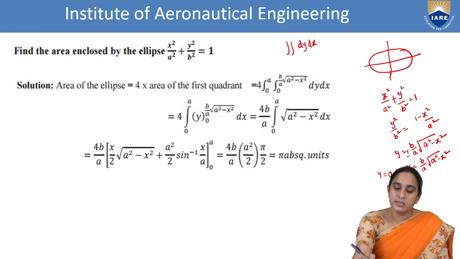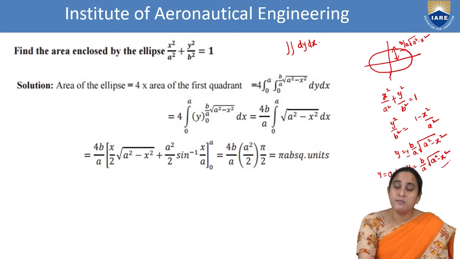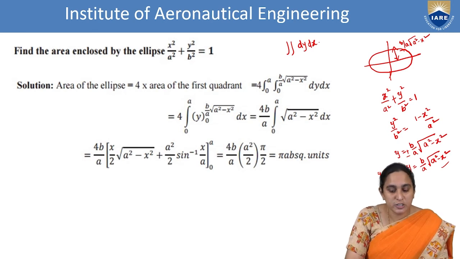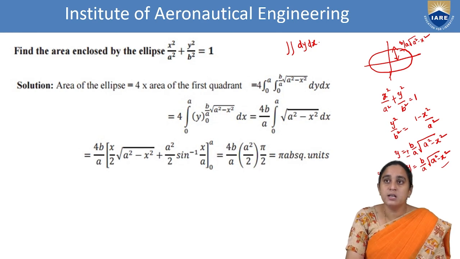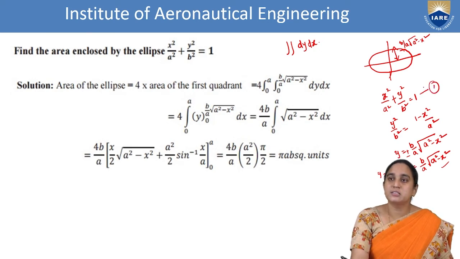Dy into dx means I'm using the vertical step. Here on the x-axis, y is equal to 0, and at the top y is b by a into root of a square minus x square. That's why I'm taking the limit points of y as 0 to b by a into root of a square minus x square. And what about the x limits? From this equation, we can substitute y as 0 in the above ellipse equation.